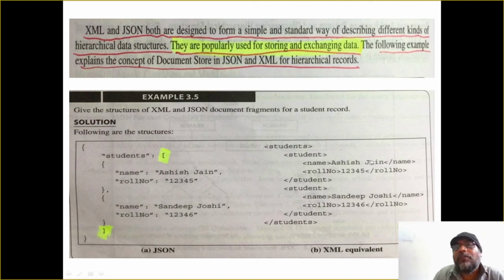And now the same thing is represented here in XML. Okay, so students, and this is student. So this is the outer tag, and then we have a student tag, one student description, a second student tag, a second student description: name Sandeep Joshi, and here Ashish Jain, and roll number. Okay, so the same data is represented here. So JSON and XML are equivalent.